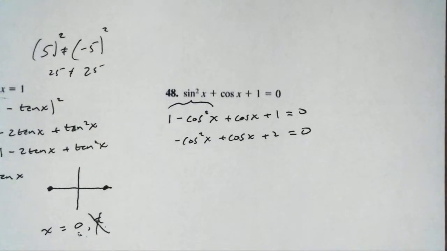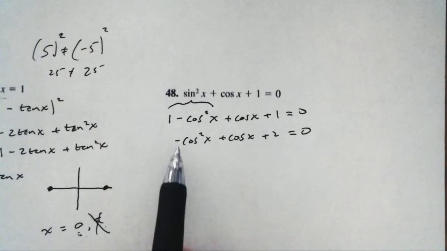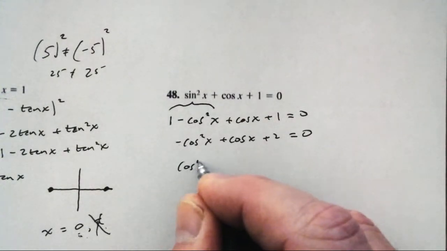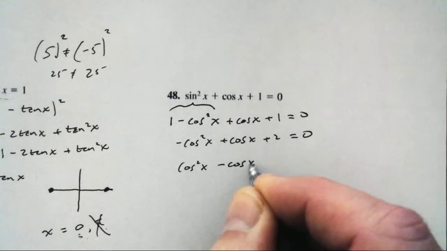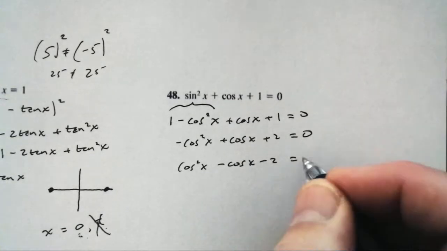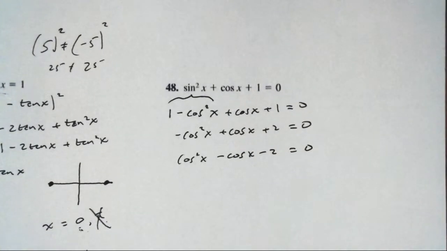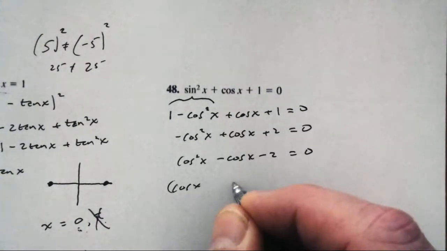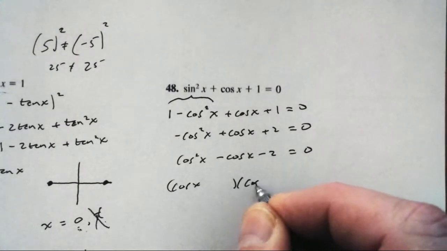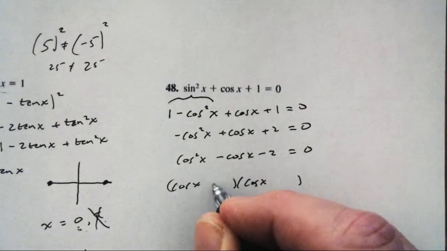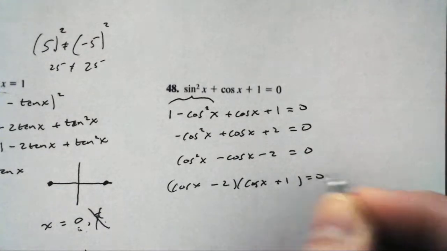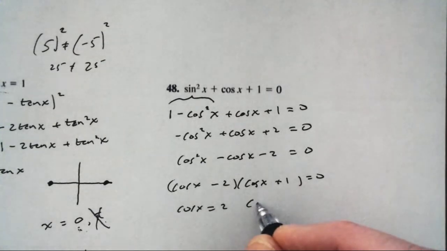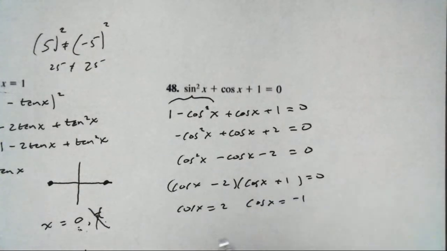This thing is quadratic. I'm not going to try to factor with the lead coefficient of -1. I'm going to multiply both sides by -1. Cosine squared of x minus cosine of x minus 2 equals -1 times 0, 0. And now I would like to factor. Are there factors of -2 that add up to be -1? -2 plus 1. So either cosine of x is 2 or cosine of x is -1.